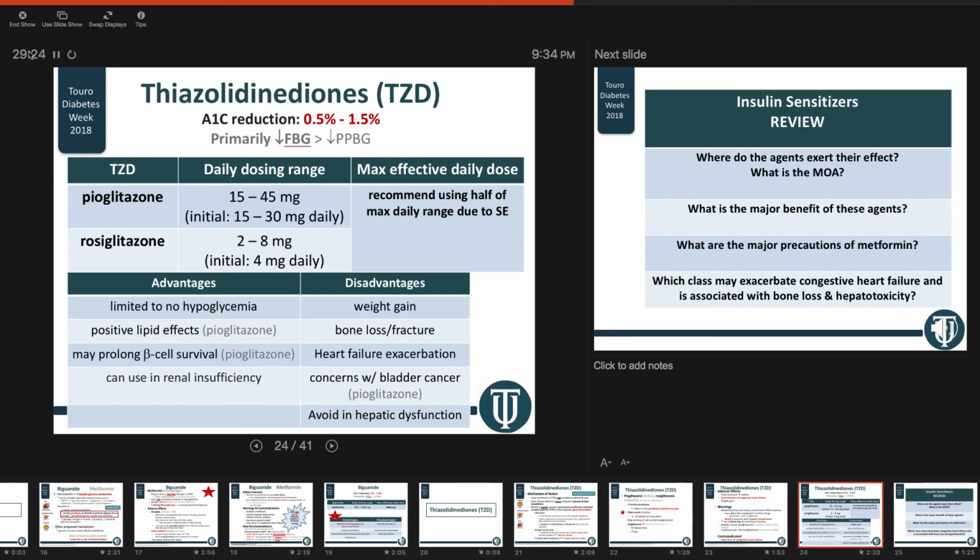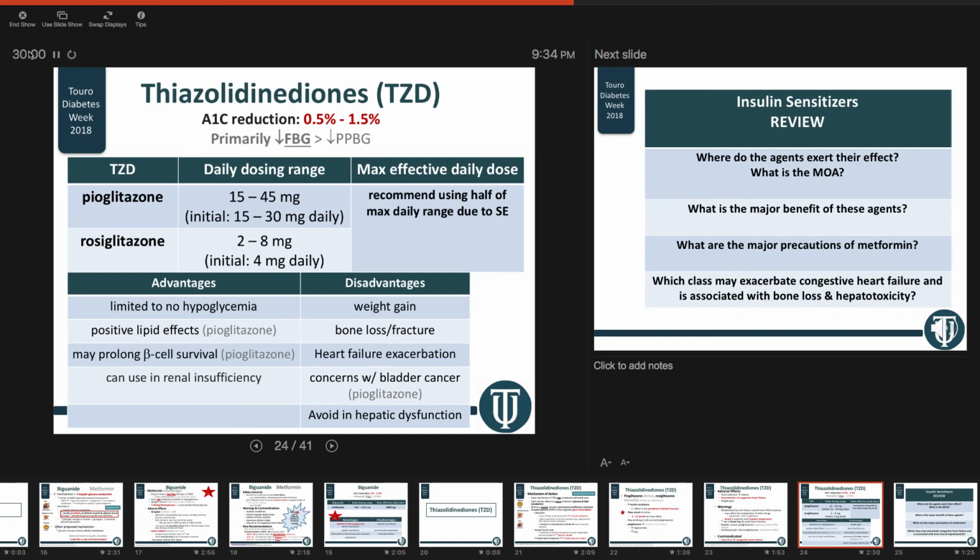In terms of A1C reduction, you might see as high as a 1.5% reduction, and this is similar to metformin. Primarily, these TZDs would reduce fasting blood glucose. They might also impact postprandial glucose, but not as much as they impact fasting blood glucose.